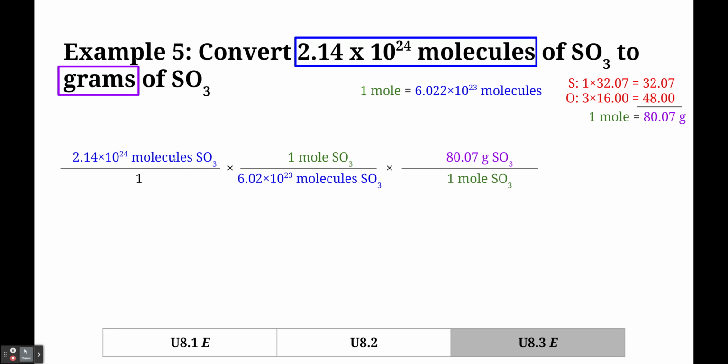And now I do my math, multiply across the top, multiply across the bottom, and then divide them, and I get 284.63. Lastly, I need to check sig figs again. So I have 3 sig figs on these two, and then 4 sig figs on this one. So I'm limited to 3 sig figs. So I take my 284.63 and I round it up to 285.